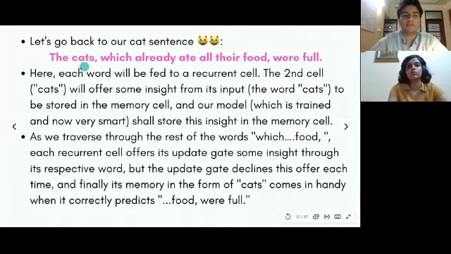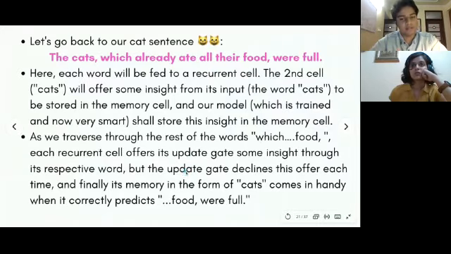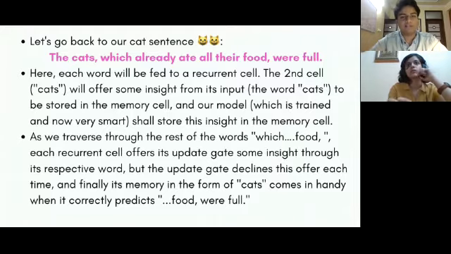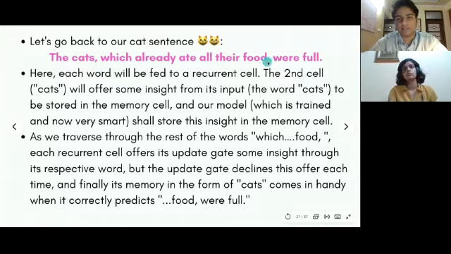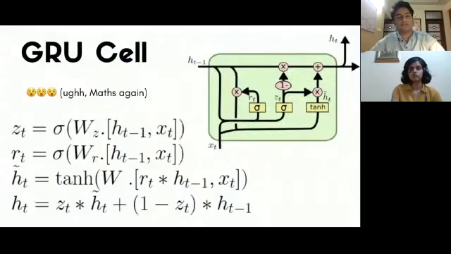And the useful insight was offered by the word cats, the subject of the sentence. And so it holds on to that memory. It doesn't let go of that memory. And so each of these candidates offered by all these intermediate words will be declined by our model. And so the update gate declines this offer each time. And finally, our memory in the form of the word cats comes in handy when we correctly predict dash, so were full. All right, I hope you understood that.